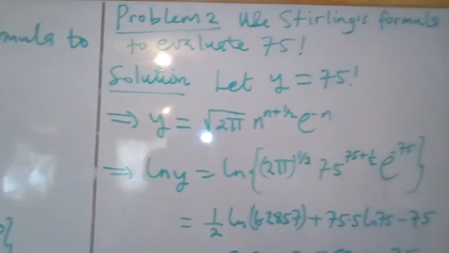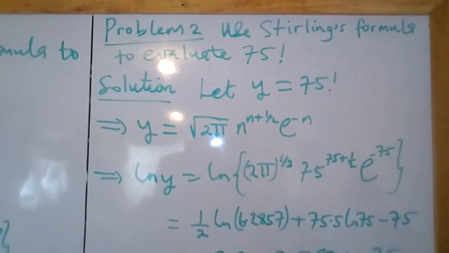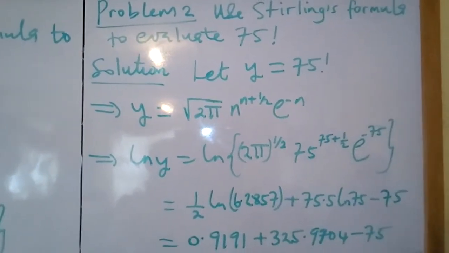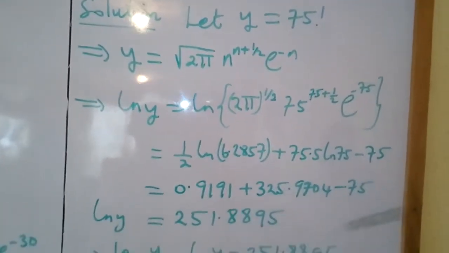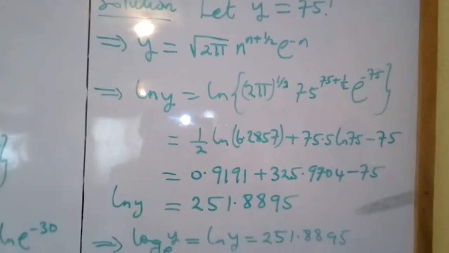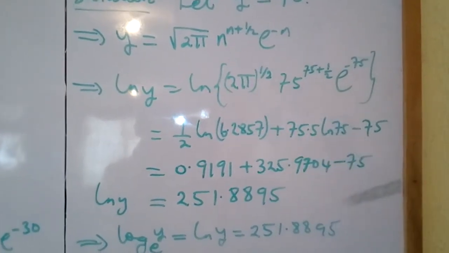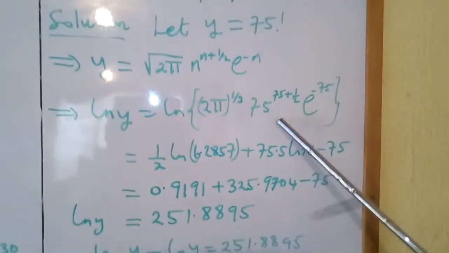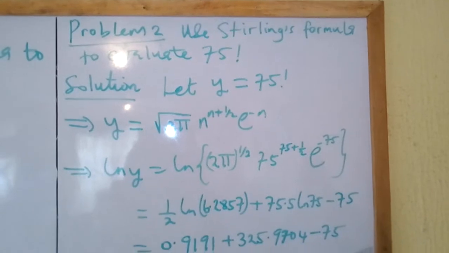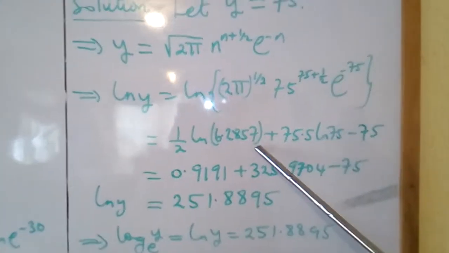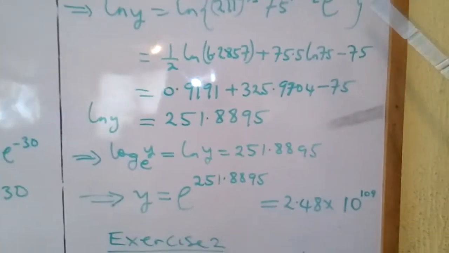To use Stirling's formula to evaluate 75 factorial. Solution, we follow the same procedure. Let y equal 75 factorial. This time around we can represent the formula by any letter, either y, z, k, m. So we represent it by y this time. Now ln of y is equal to ln of 2 pi raised to power half, 75 raised to power 75 plus half, e raised to power minus 75. So we are now going to say half ln this value plus this. Remember, the ln of e to the minus 75, the e will disappear.